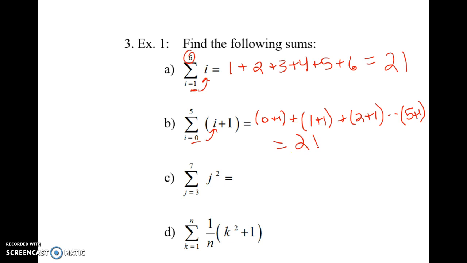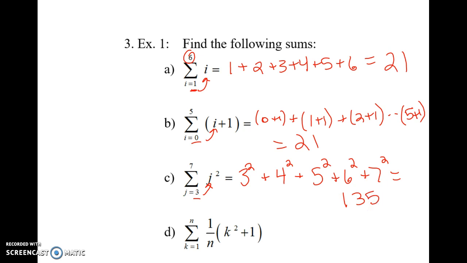Let's look at C. Start with the lower bound 3. Plug it in for J, so I have 3 squared. Plus, plug in the next digit, 4 squared. Plus, plug in the next digit, 5 squared. Keep plugging in until you get to the upper bound of 7. Sum these terms together. 3 squared is 9, so we have 9 plus 16 plus 25 plus 36 plus 49. Total is 135.